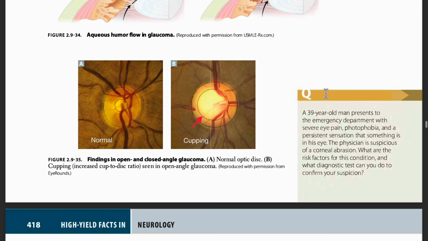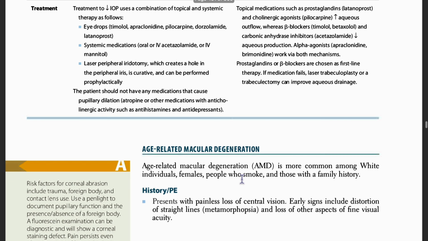Okay. Question. A 39-year-old man presents to the emergency department with severe eye pain, photophobia, and a persistent sensation that something is in his eye. The physician is suspicious of corneal abrasion. What are the risk factors for this condition, and what diagnostic tests can you do to confirm your suspicion?